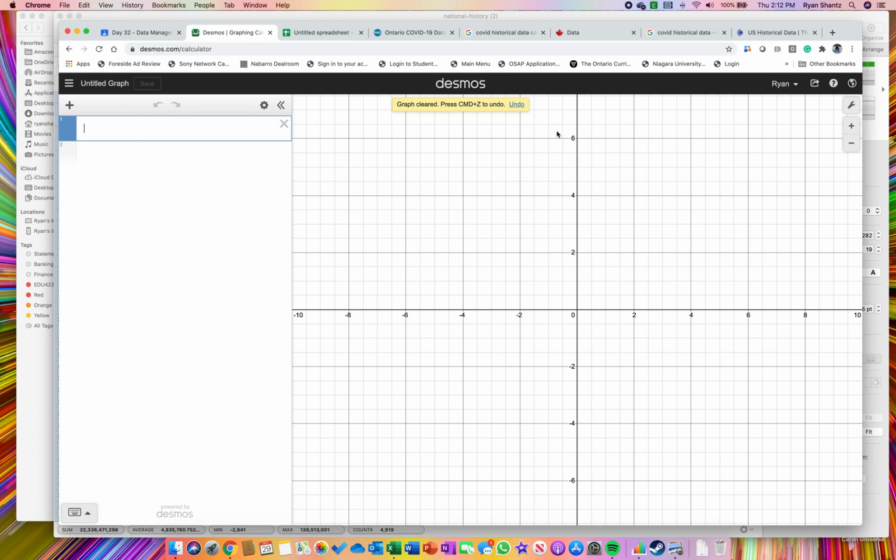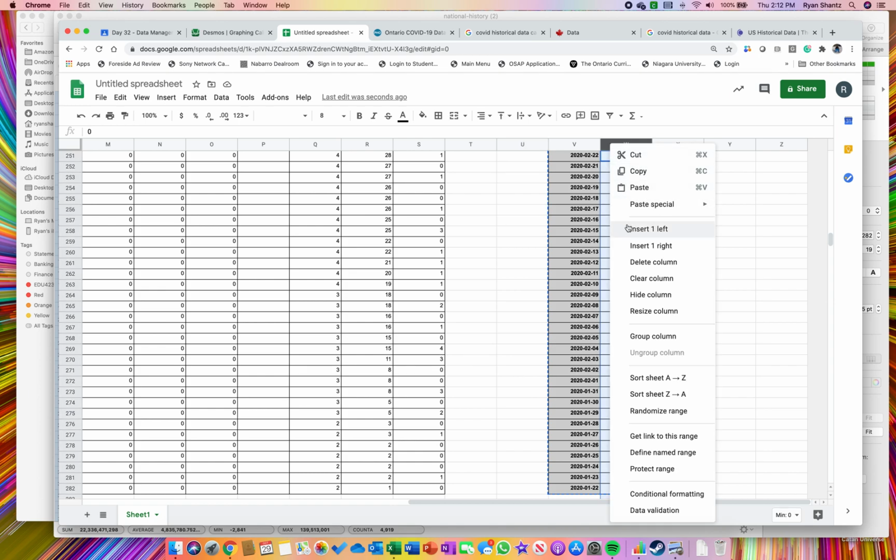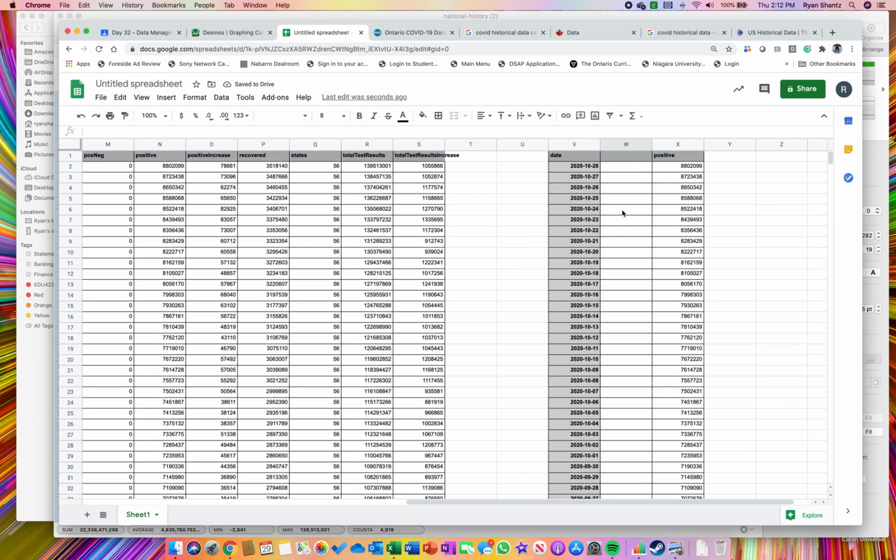I'm going to start fresh. I'm going to go back to my Google Sheet and insert a column here, insert one to the left. Okay, and instead of copying in the date, I'm just going to call this day. And this will be day 0. And then I press equals, I highlight the day above and I click on +1. And then I copy that formula down.